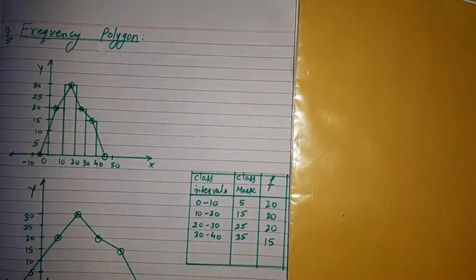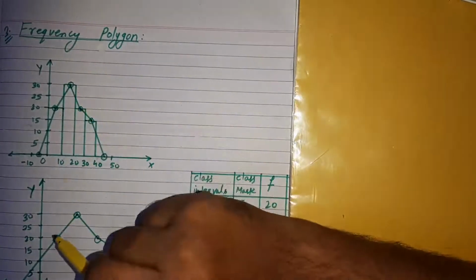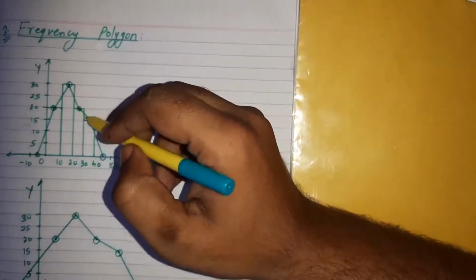The third one is frequency polygon. Frequency polygon is another way of representing quantitative data and its frequency. We can draw a frequency polygon by two methods. The first one is with the help of a histogram. In this method, first we will draw the histogram. After that we will take the midpoints of these rectangle bars.